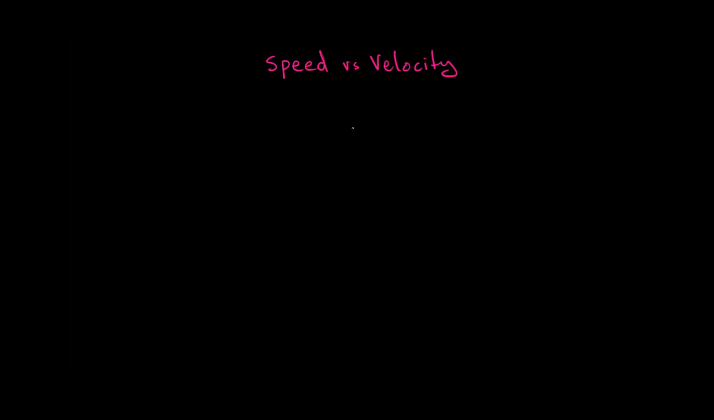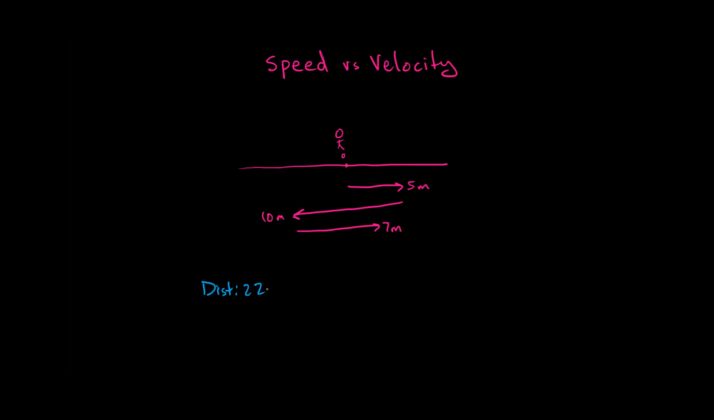In this video, we're going to talk about the difference between speed and velocity. So, if we think back to the previous video where I discussed distance and displacement, I did the example where I started right over here at 0, and I traveled 5 meters to the right, 10 meters to the left, and then 7 meters to the right again. And we concluded that my distance was 22 meters, while my displacement was just 2 meters.